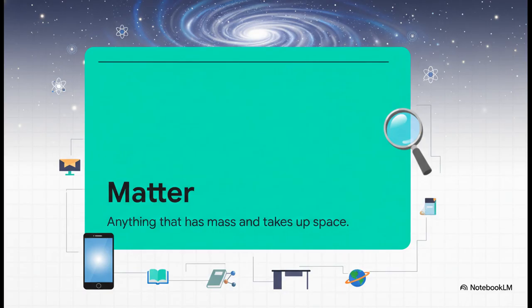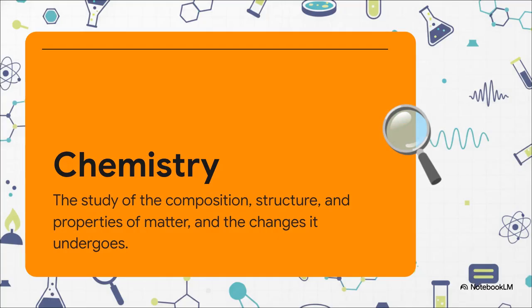It's a simple idea, right? If you can weigh it and it takes up some amount of space, it's matter. That means everything, from a galaxy billions of light years away to the phone you might be holding right now, is all part of the same cosmic family. And the science that digs into all that matter? That's chemistry. Now, this definition looks a little formal, so let's break it down.